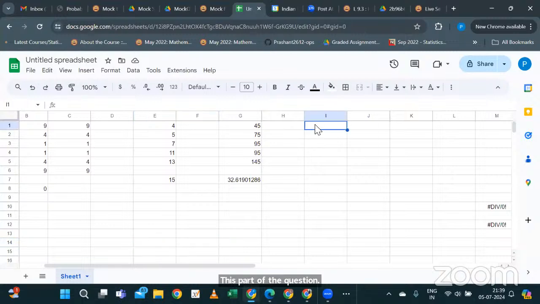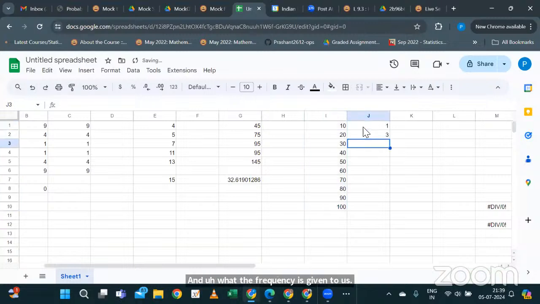Suppose you have observations. The midpoints are 10, 20, 30, 40, up to 100, right? Okay, fine. And what are the frequencies given to us? 1, 3, 4, 4, 4, 3, 4, 3, 4, 1, 2, 1, 2, 2, 1.